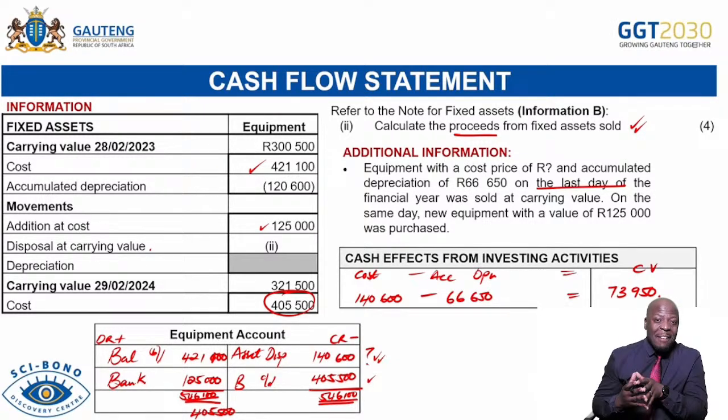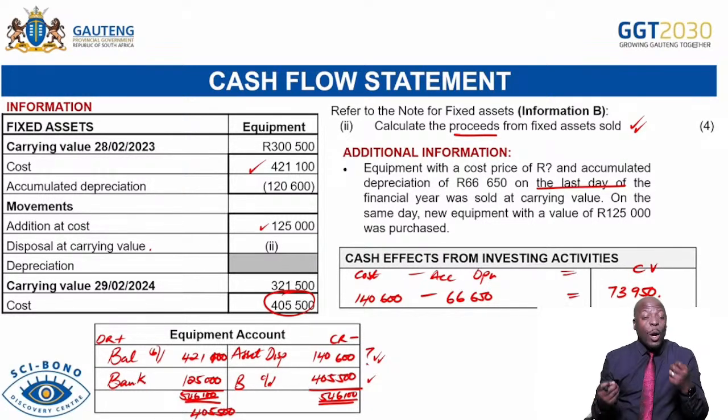The disposal at carrying value simply means give me the carrying value of the asset on the day of disposal. That's what it simply means. What was the carrying value on the day we disposed the asset? That is disposal at carrying value. Are we good? Okay.